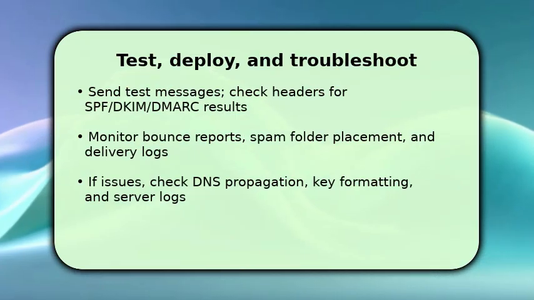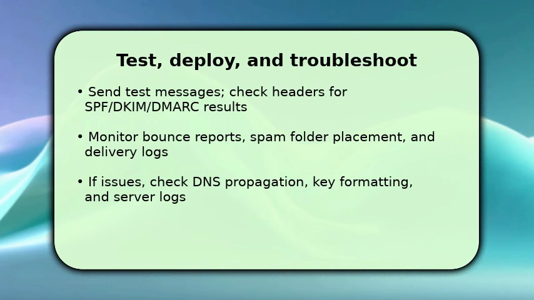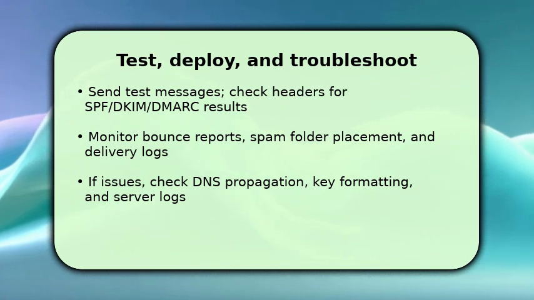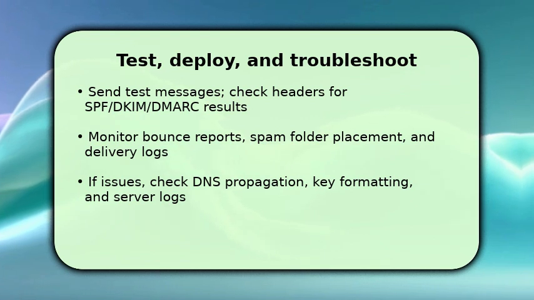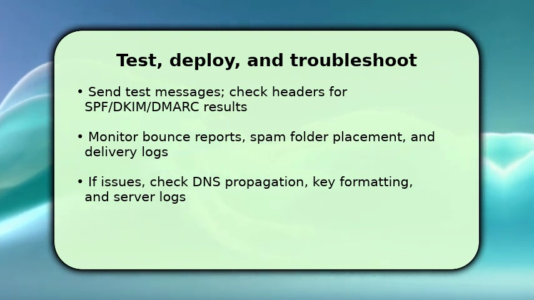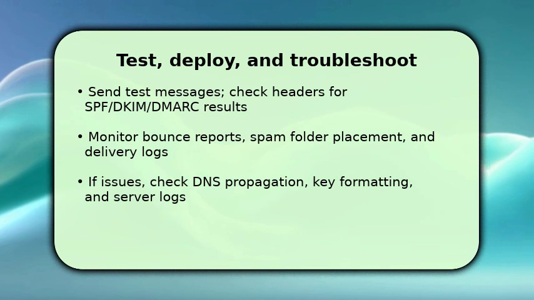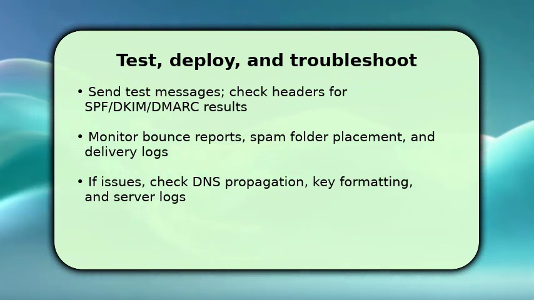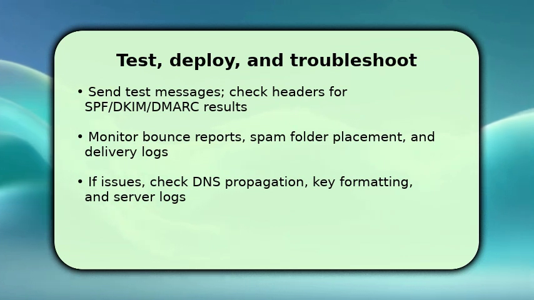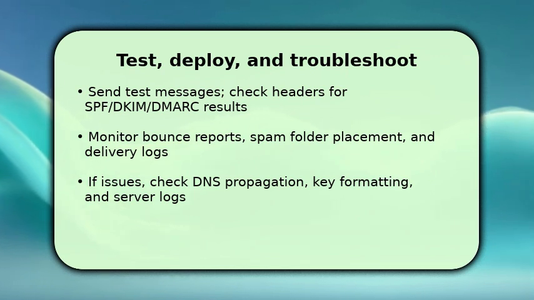You finish by running targeted tests. Send messages to varied providers and inspect headers for SPF, DKIM, and DMARC pass results. Once satisfied, provision mailboxes and configure client access with the correct ports and TLS settings, then monitor delivery logs and bounce reports. If problems occur, verify DNS propagation, check DKIM key formatting, and review SMTP logs for authentication errors.